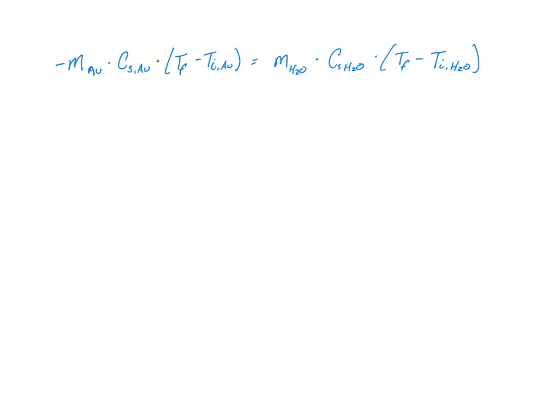So what we have is negative mass of the gold times the specific heat of the gold times T final minus T initial of the gold is equal to the mass of the water times the specific heat of the water times the final temperature minus the initial temperature of the water. And this is the same equation that was on the previous page. So now I'm going to just plug in numbers, and these are from the problem.